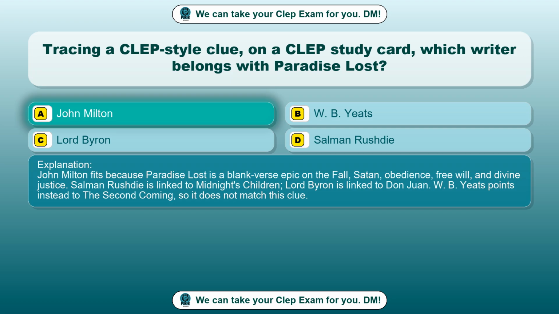John Milton fits because Paradise Lost is a blank verse epic on the fall, Satan, obedience, free will, and divine justice. Salman Rushdie is linked to Midnight's Children, Lord Byron is linked to Don Juan. W.B. Yeats points instead to The Second Coming, so it does not match this clue.